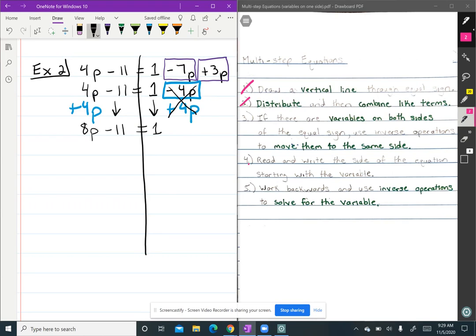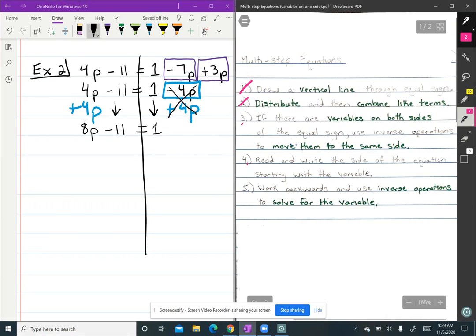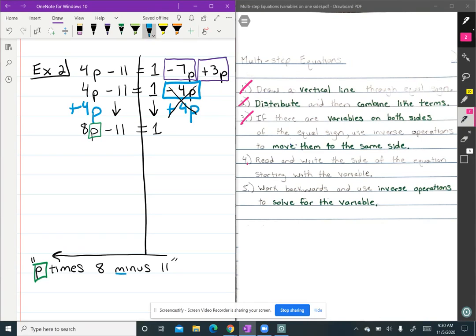And that's the goal, because when I move it from one side to the other, I'm trying to eliminate the variable from one of the sides. Now I only have variables on one side. So I move on to step 4, where I read and write the side of the equation with the variable. And I can read this as p times 8 minus 11. The last thing that I read was minus 11. So I'm going to add 11 to both sides.